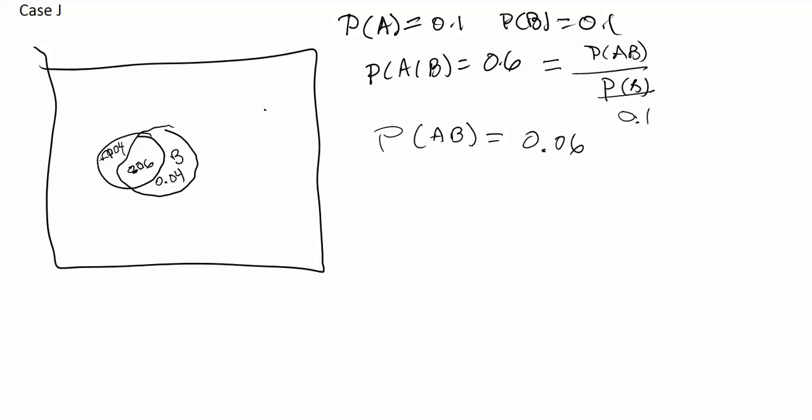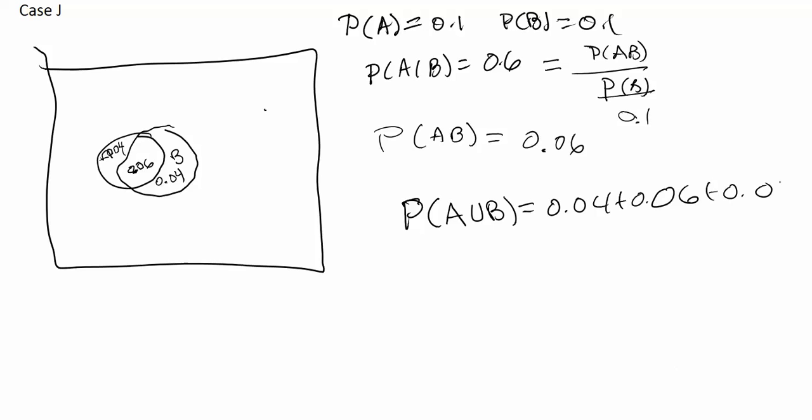So we can get right to answering this question. What is the chance that the city will experience volcanic activity during the next 50 years? This is really just asking what's the probability of A union B, which is equal to the sum of those three separate portions, 0.04 plus 0.06 plus 0.04, which is 0.14.